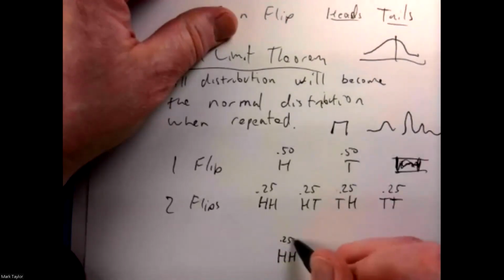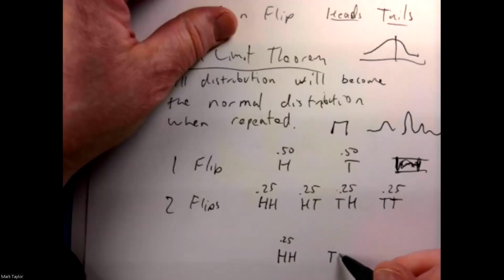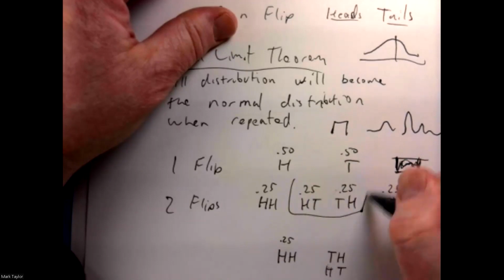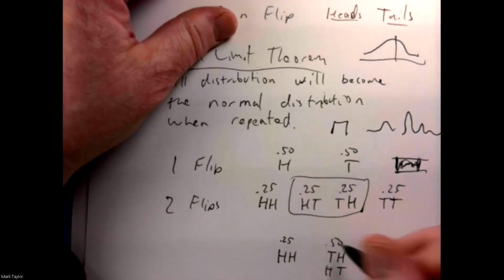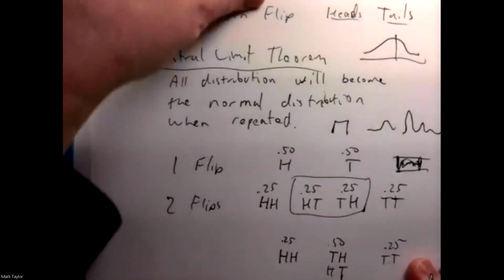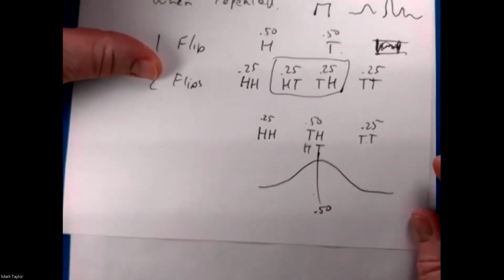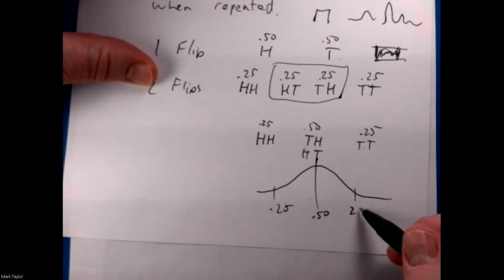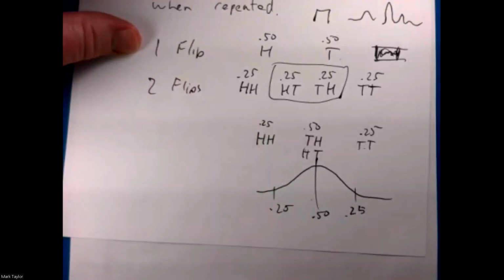Heads are 0.25. Tails or heads or heads or tails, either one, it'd be the same. That would be these two together. You get one head and one tail, and then 2 tails. So if you were to graph this out, it would already start to look like a normal distribution. It started looking like a normal distribution after just 2 flips of the coin.